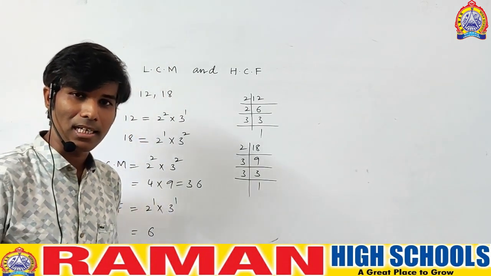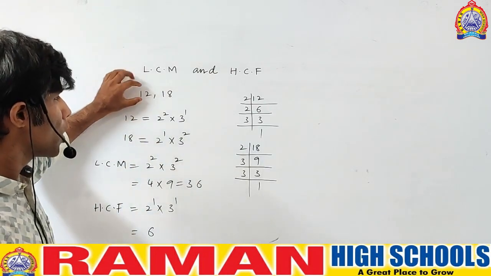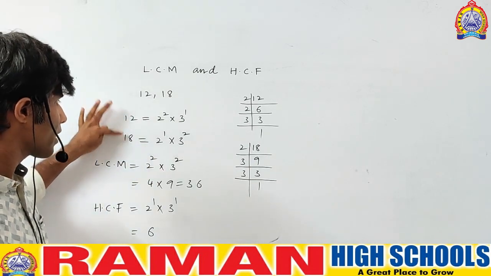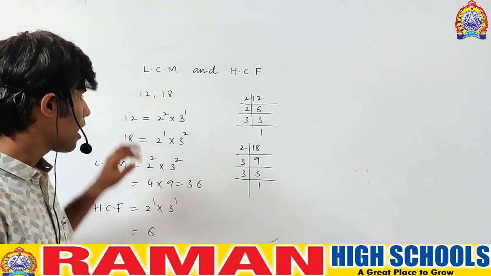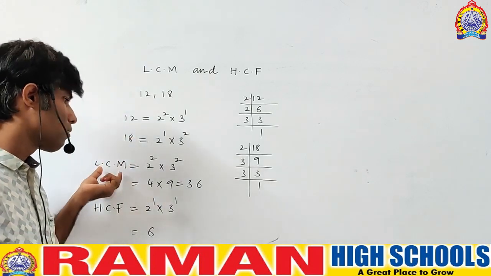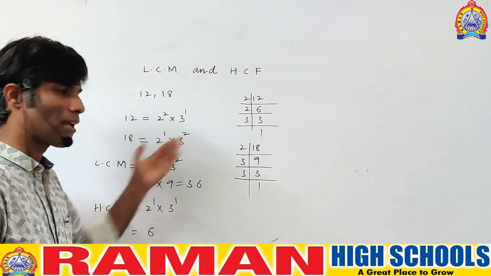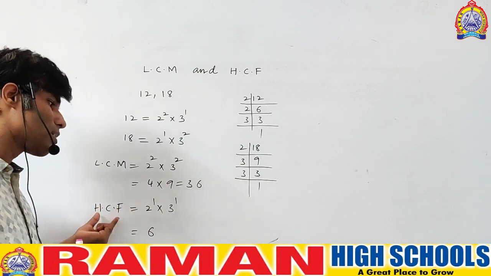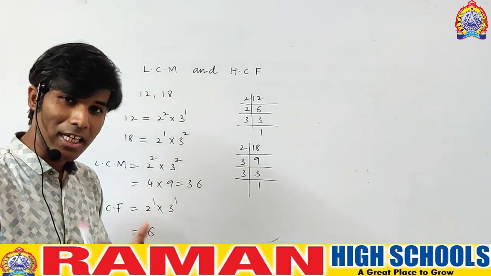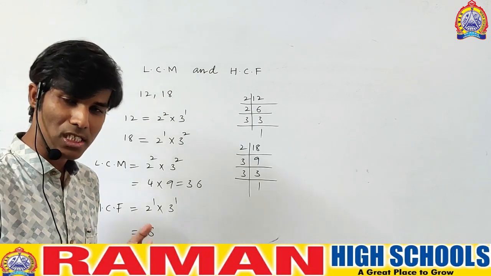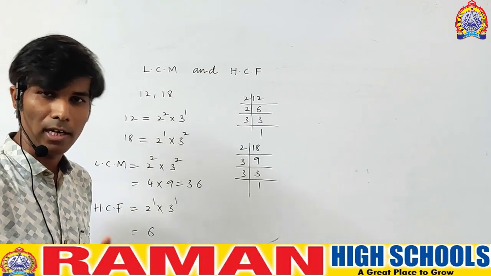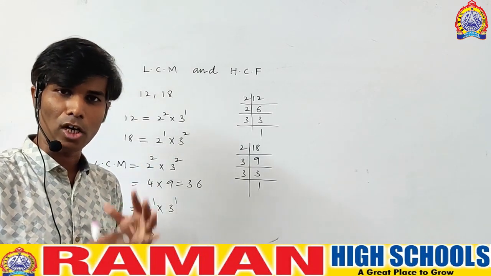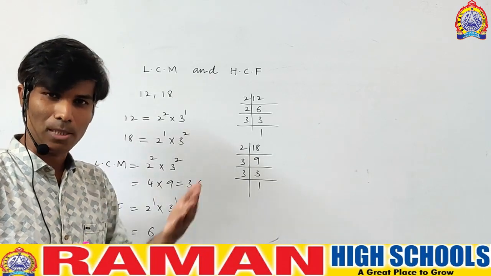So let us revise this. Let us see once again. You want to find the LCM and HCF of 12 and 18. First you have to write the prime factorization of those two numbers. After taking their prime factorization, to find the LCM, for all prime factors, you have to take the greatest powers and multiply. To find the HCF, for only common prime factors, you have to take the least powers and find their product. That is what you have to remember. The important thing is to find the LCM: for all prime factors, you have to take greatest powers.